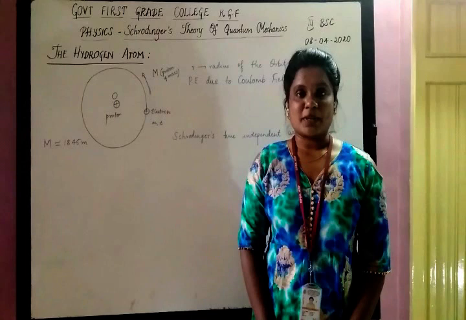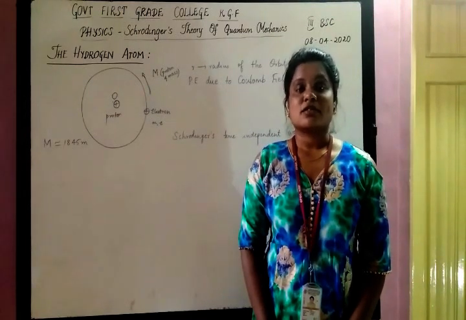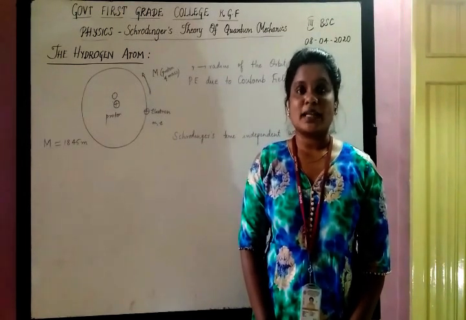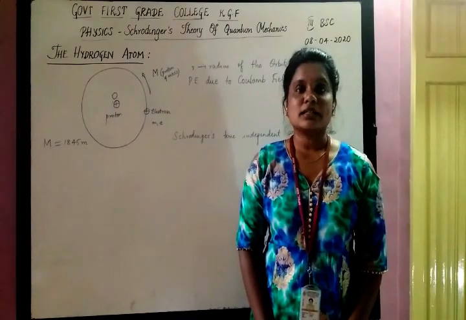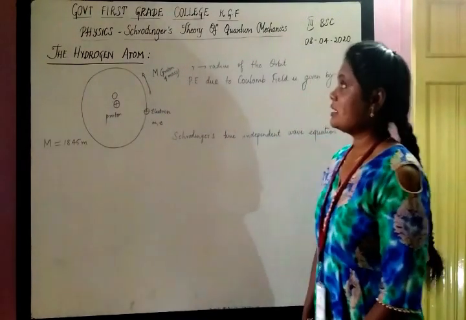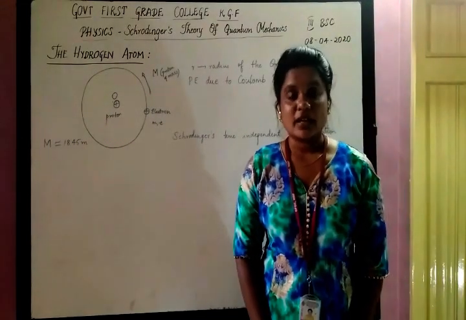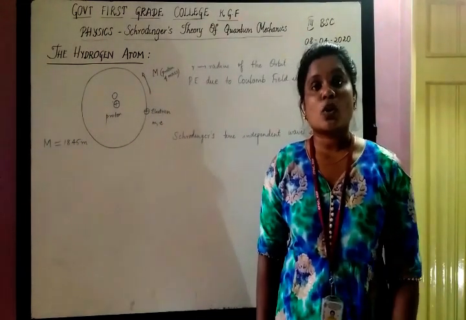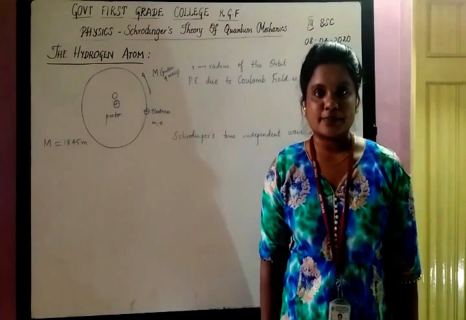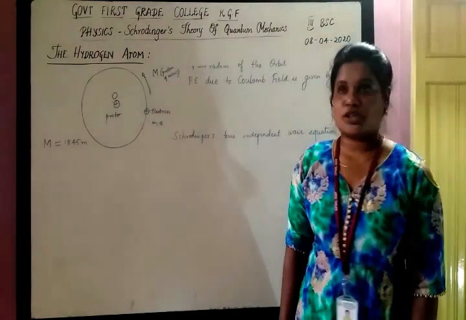So on today's seminar, we have taken the third unit of the paper 8 quantum mechanics. Under that topic, we have taken Schrodinger's theory of quantum mechanics. So today we are going to derive the wave equation of Schrodinger's theory of the hydrogen atom. So let's move on to the derivation.